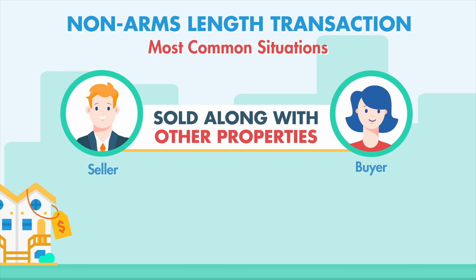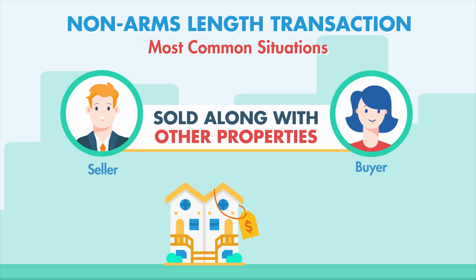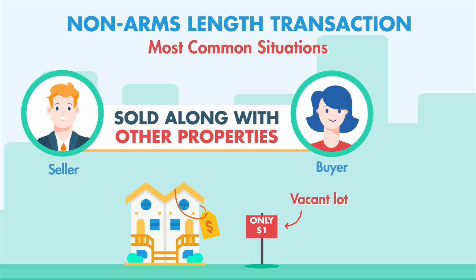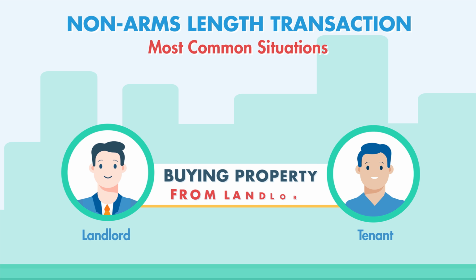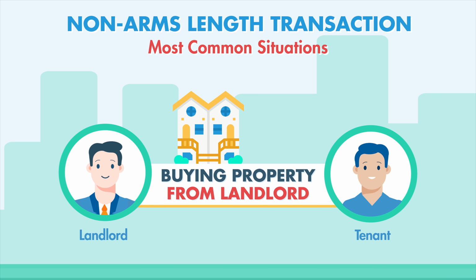And non-arm's length transactions can often happen when a property is being sold along with other properties that come with it. Like, for example, if somebody buys a house at or above its fair market value, but then the seller also includes a vacant lot right next to it for $1 instead of its full market value. It could even happen when a tenant is buying their property from their landlord. Say, for example, if it's a long-term tenant who is close with their landlord and the landlord lowers the price as part of a rent-to-own scenario.